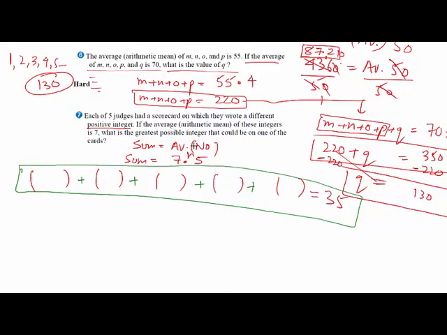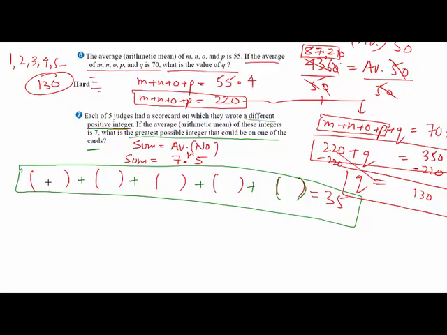Now it's telling you, if the average of these integers is 7, what is the greatest possible integer that could be on one of the cards. So what can be the greatest possible integer? In order to calculate the greatest possible integer which can be on the cards, we'll just select the least possible for the others. We'll select the least possible for the others, but there's a condition that they are having different positive integers. Everybody's having a different positive integer.